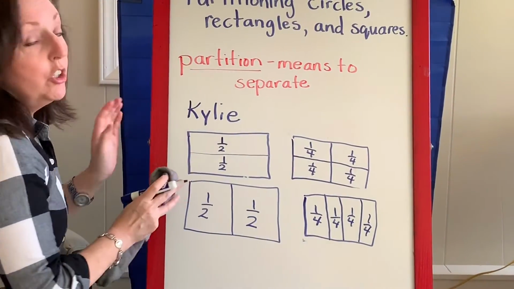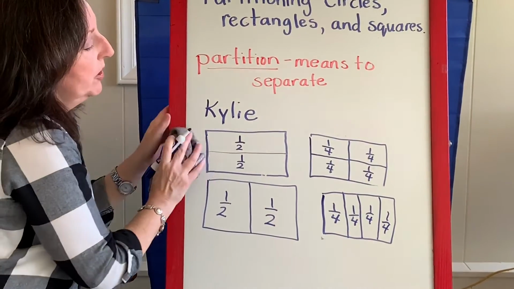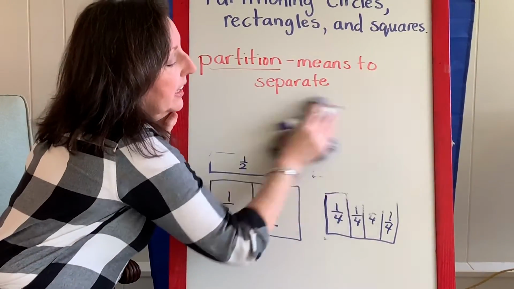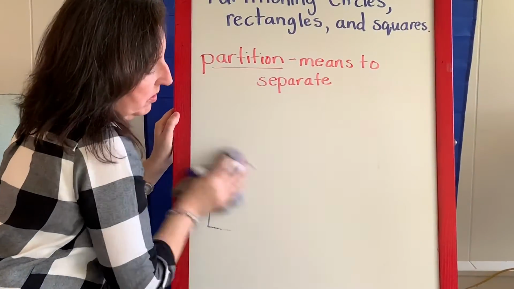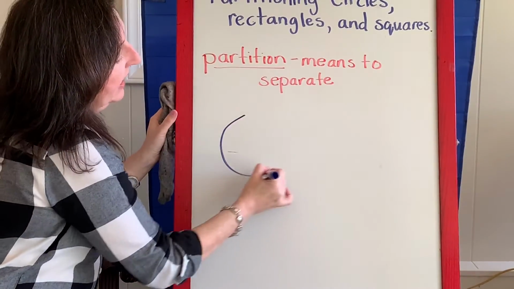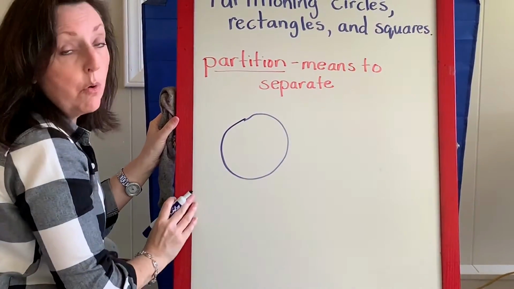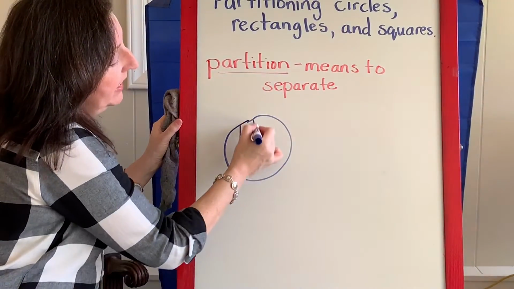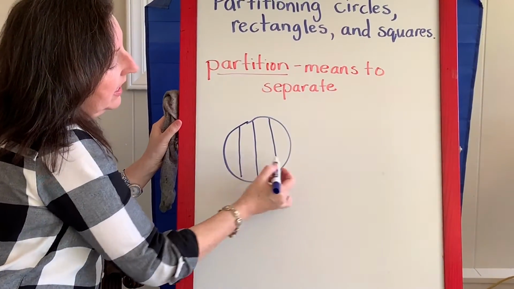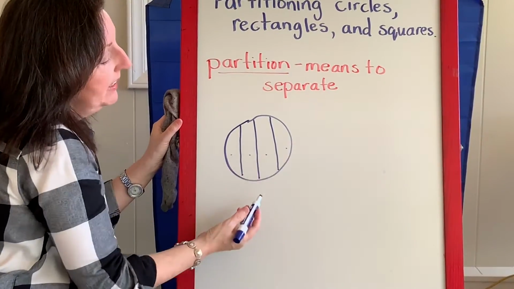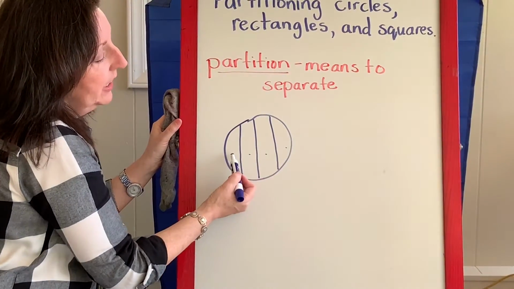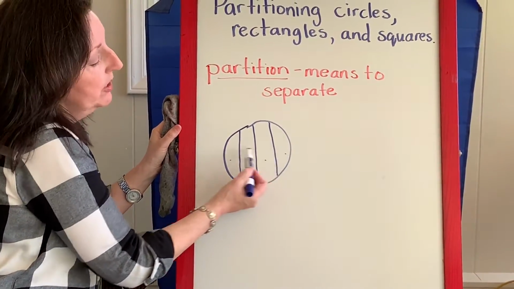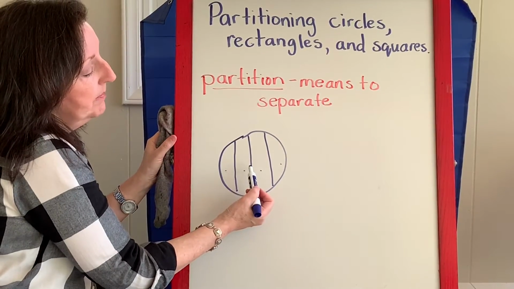All right, let me show you one thing that you should not do when you're partitioning. Let's go back to that circle. If you take a circle and you partition into 4 equal pieces, this is not equal. If you do lines straight down like this, I have 1, 2, 3, 4 pieces, but look, they're not equal, so you cannot separate or partition a circle this way, all right?